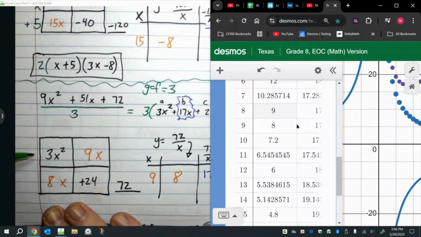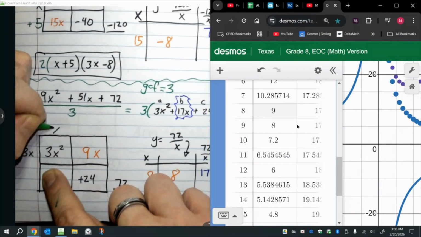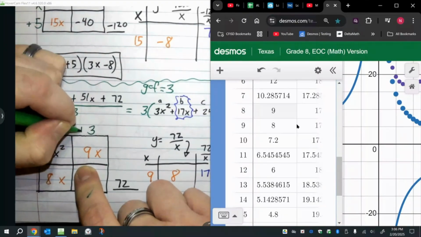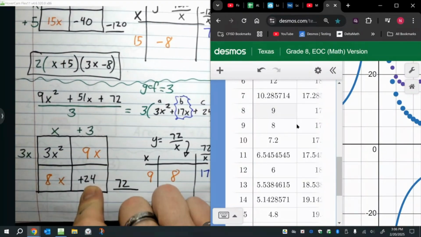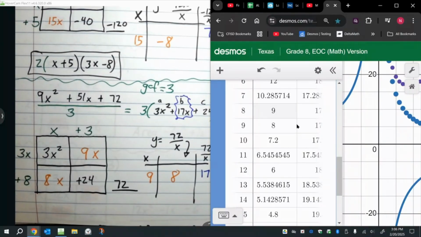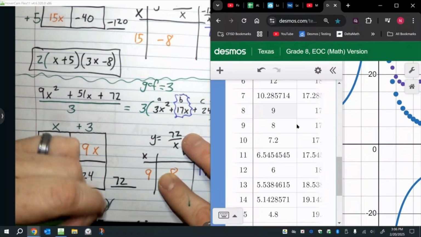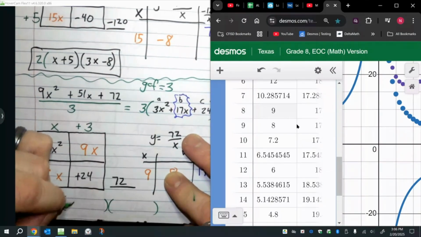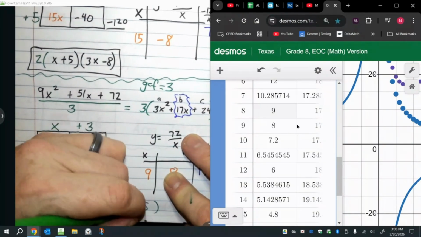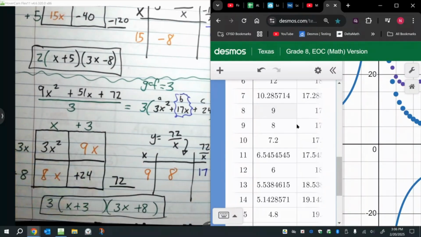So, what is the GCF of 3 and 9? That's 3. X. 3 times what gives me 9x? 3. Positive. 3 times what gives me 24? 8. Positive. So, your final answer, my GCF of 3 with my x plus 3 and my 3x plus 8. And that's my final answer for number 2.